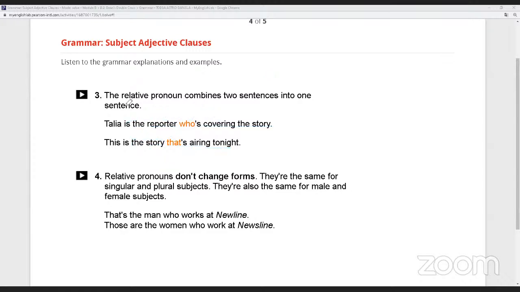So the relative pronoun that you're going to use depends on the subject. Talia is a reporter, this is the story, right? And in your adjective clause, you have to write more information about the subject. I mean, everything is about the subject, okay? Do you get it?